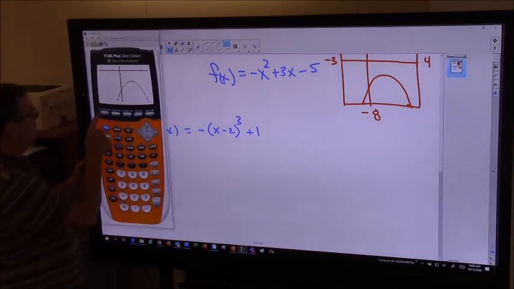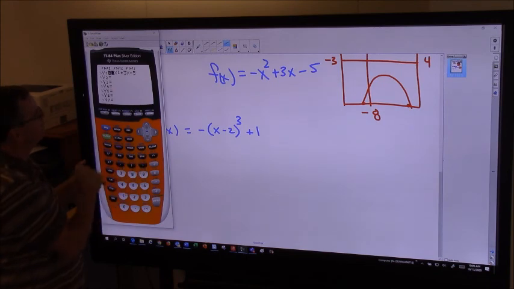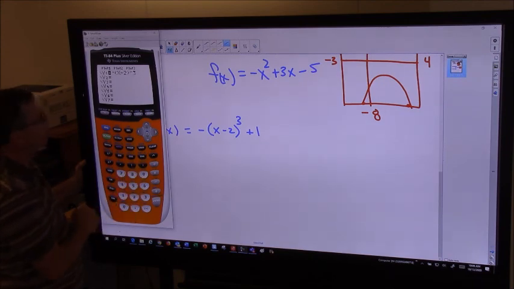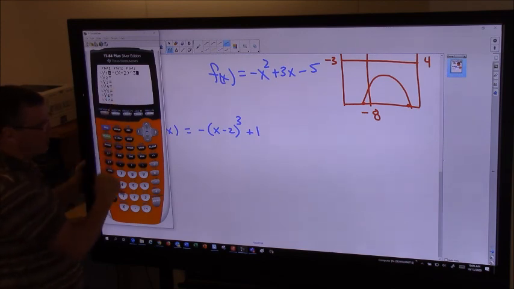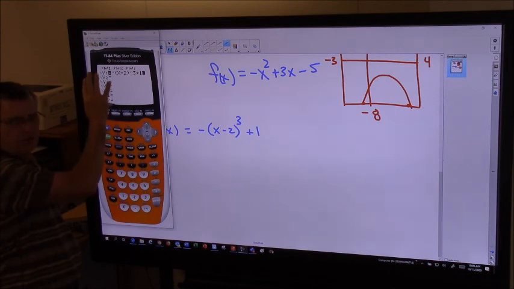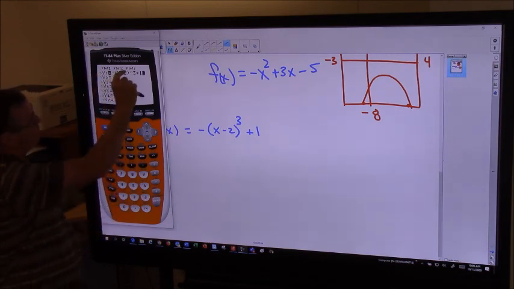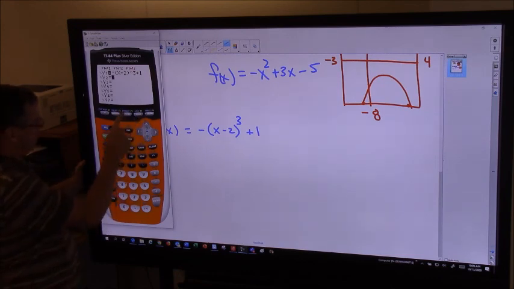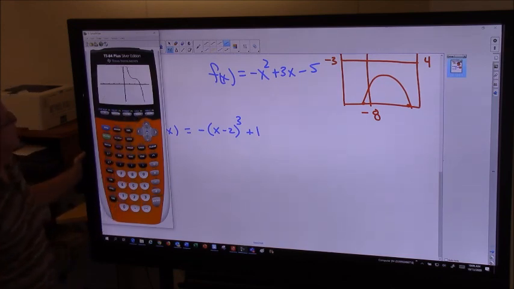Alright, so I'm going to go back to my calculator. We'll punch in a new function. We'll clear this one out. I've got a negative and inside parentheses x minus 2. That whole thing is raised to the 3rd power. Remember to arrow out of your exponent. And then plus 1. My calculator's older, so I don't get a true picture of what that looks like. I'll go zoom option 4 just to see what I get. That's not a bad graph right there.